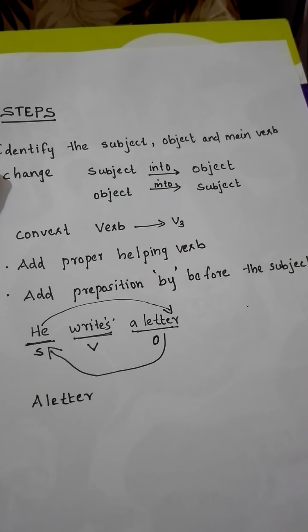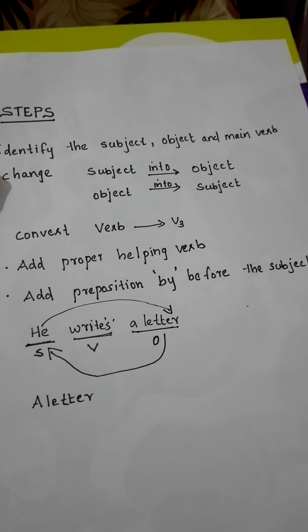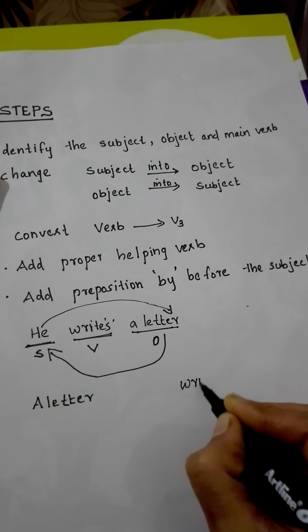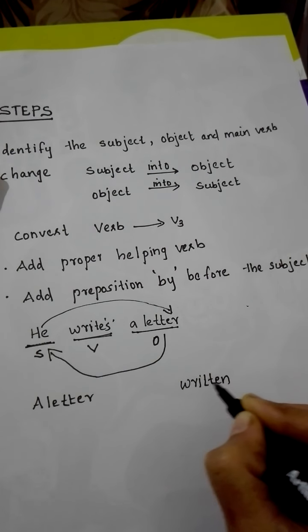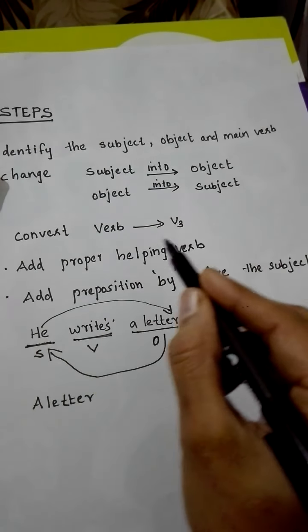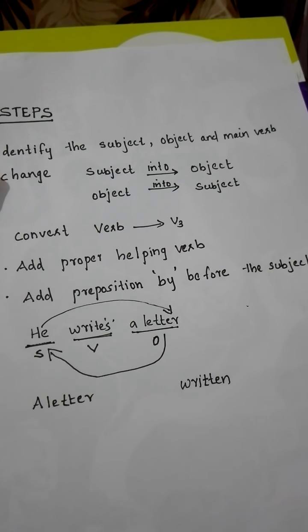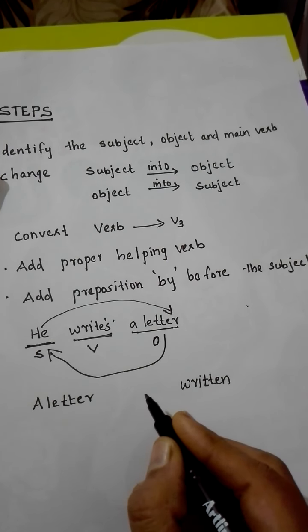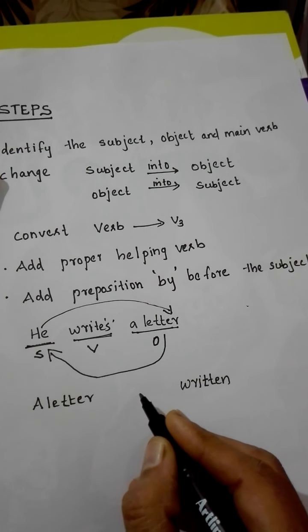Now what? Convert verb into V3 form. What is the verb here? Writes is the verb here. What is the third form of this write? Written. Isn't it? A letter. We changed the verb into written. Okay, V3 form. So I told you, add proper helping verb. Fourth one is add proper helping verb. How can we add proper helping verb? By looking into the subject, we can add proper helping verb. So here a letter is what? Singular subject. So we can use singular helping verb only.